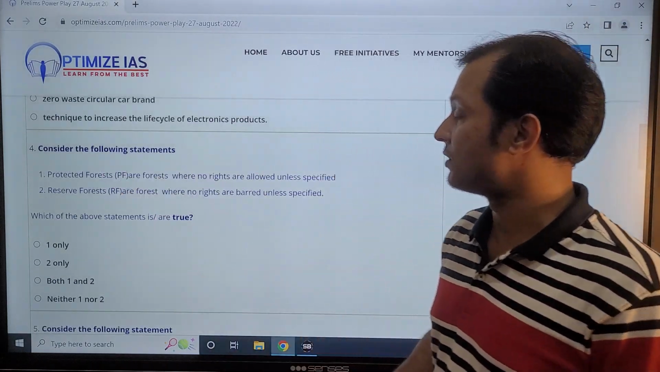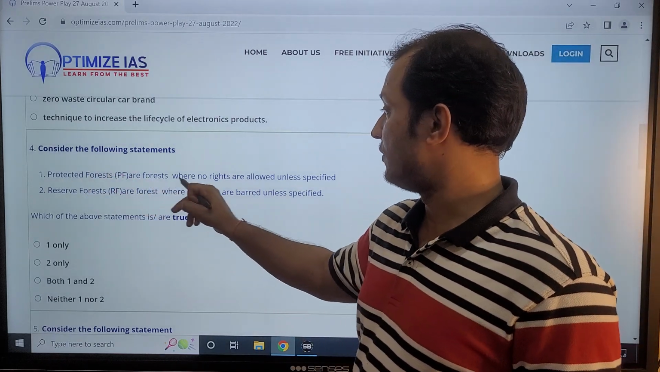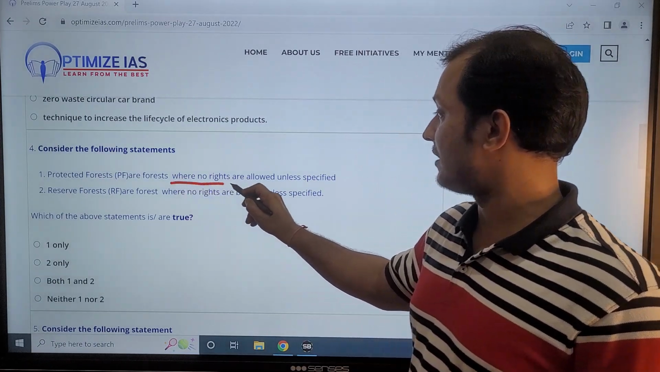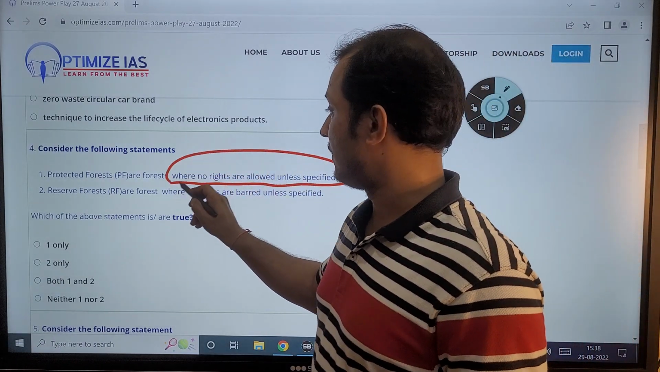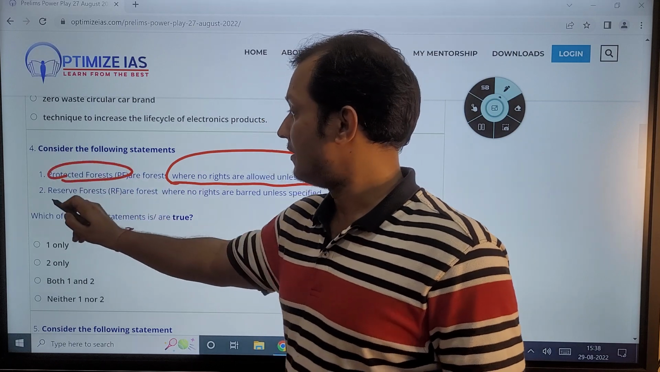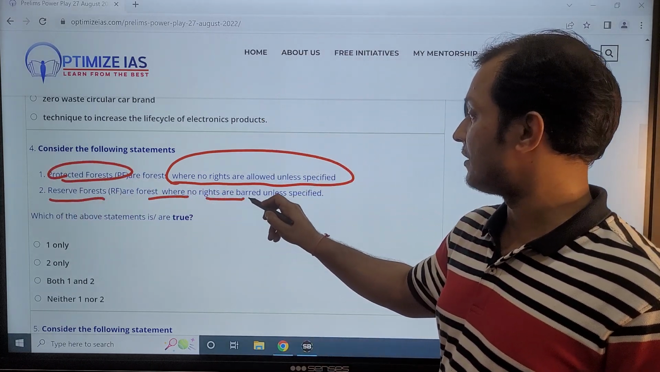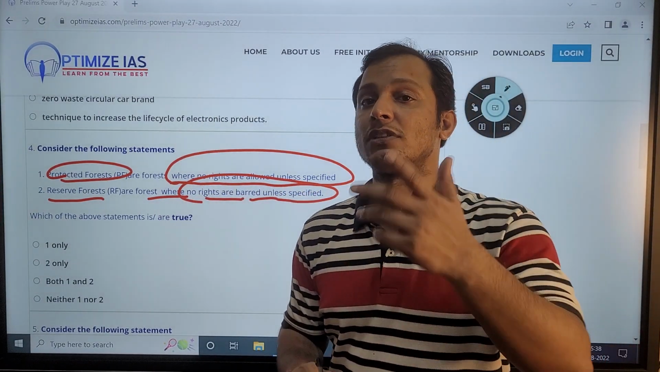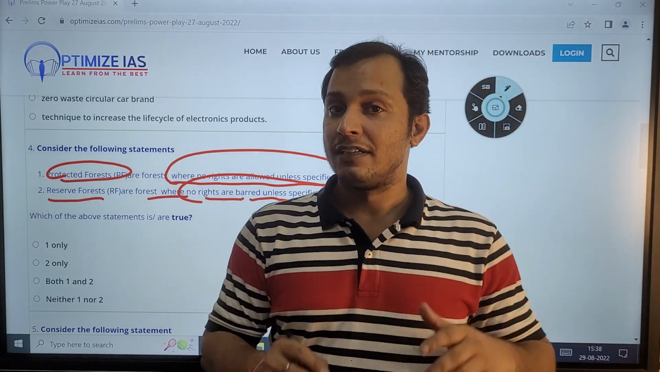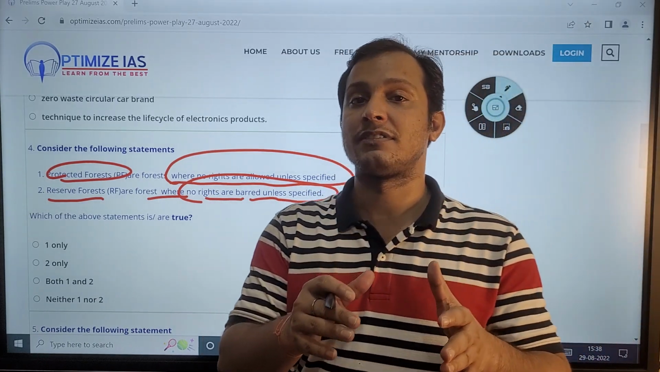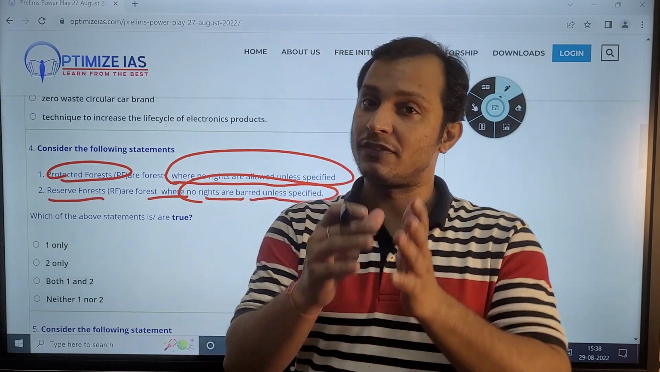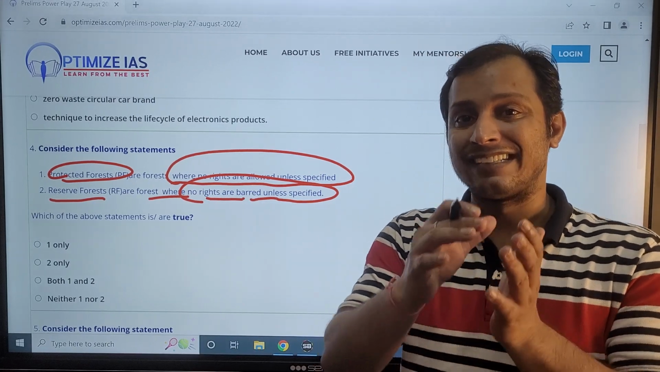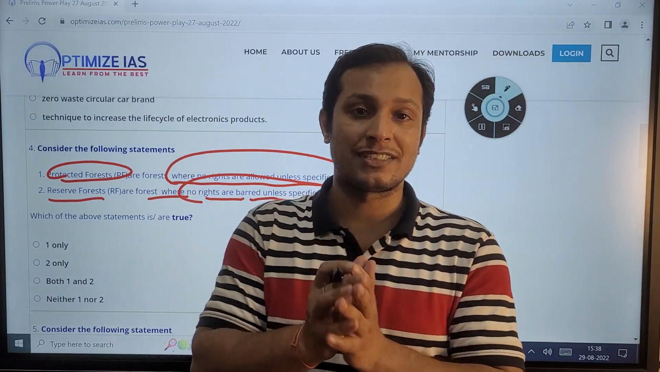Consider the following statements. Protected forests are forests where no rights are allowed unless specified. Second, reserved forests are forests where no rights are barred unless specified. Guys, I have told you before, this question can be solved through option elimination. Recently, protected forests and reserved forests were in the news. In the context of Delhi and Chhattisgarh, there was some controversy regarding the exact meaning of reserved forest and protected forest.